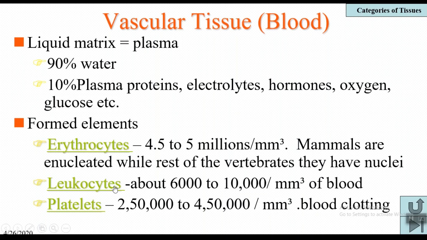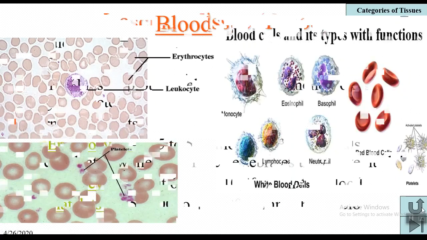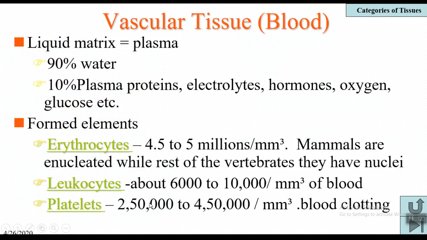And coming to the third type of blood cells, platelets. They are also called thrombocytes. They are irregular in shape. These are platelets. And they count for 2,50,000 to 4,50,000 per cubic millimeter of blood. They are very useful in blood clotting. We will discuss blood and all the formed elements in detail in the circulatory system.